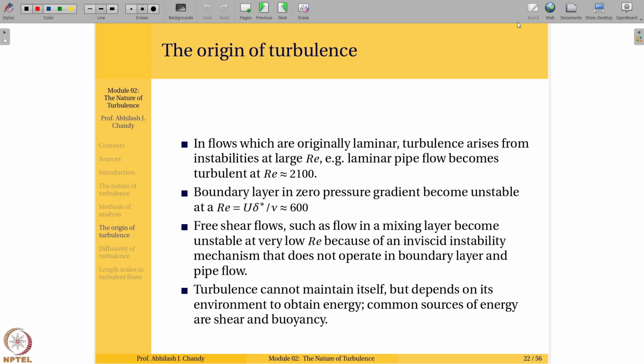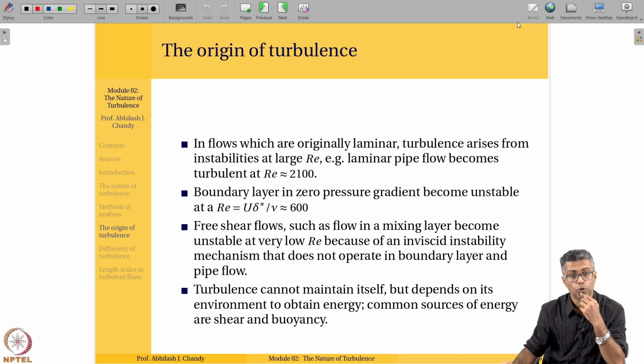Hello everyone. So in the last class, what we looked at in module 2 was a discussion of the attributes of turbulence. And the attributes included irregularity, diffusivity, a very important attribute which we'll discuss in detail in today's class, large Reynolds numbers, 3D vorticity fluctuations, and dissipation. Again, a very important attribute.